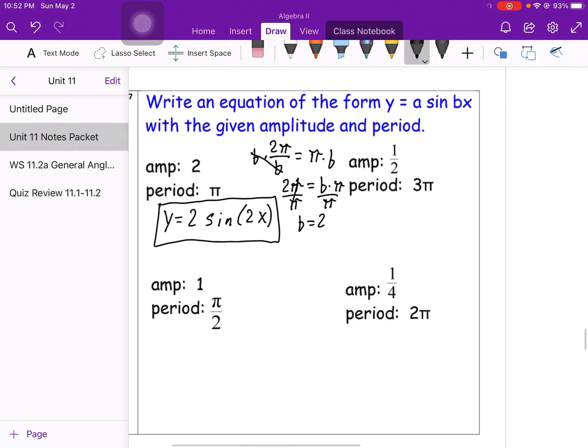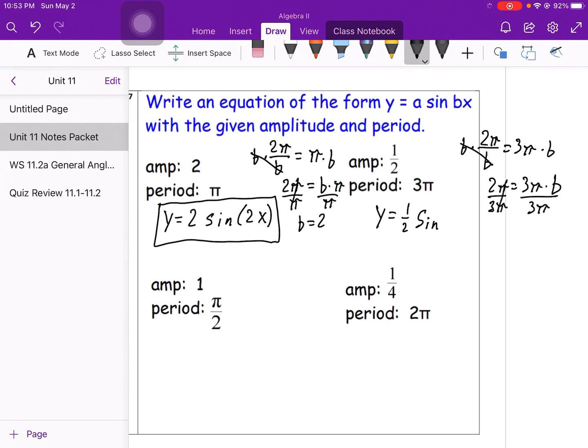Do a couple more of these here. So the amplitude here, y equals 1/2 sine of, and the period is 3 pi. So this one's a little bit trickier still. So we do 2 pi divided by b equals 3 pi. Again, you're going to multiply both sides by b. You get 2 pi equals 3 pi times b. So to get b by itself, divide by the number in front of it. Pi's are going to go away and we get a fraction of 2/3. So it's 2/3 x.